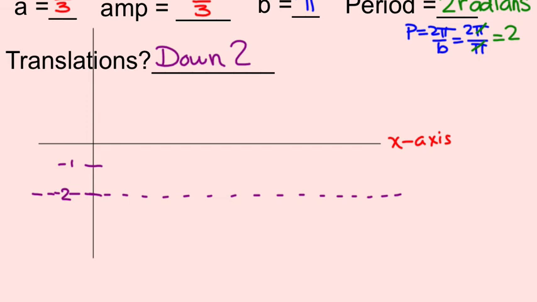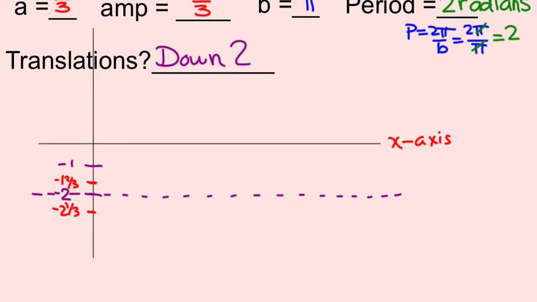Now I do my amplitude. My amplitude is up 1/3 on that horizontal axis. So up 1/3 and down 1/3. So it's going to be really scrunched up. So this would be like -1 and 2/3, and this would be like -2 and 1/3.